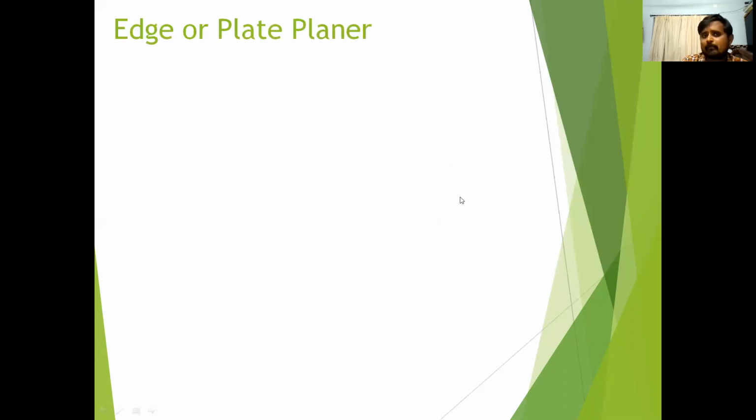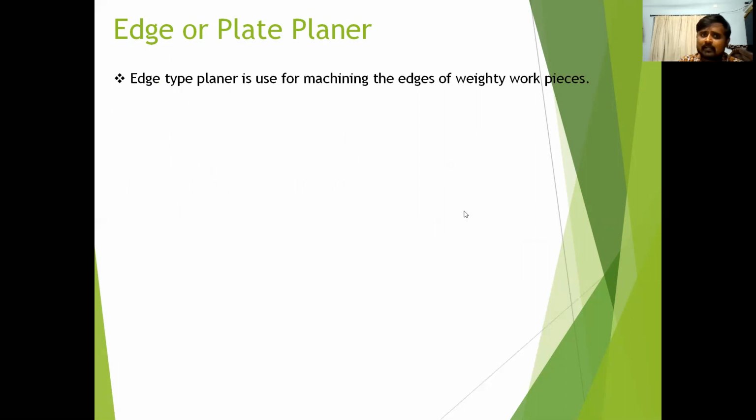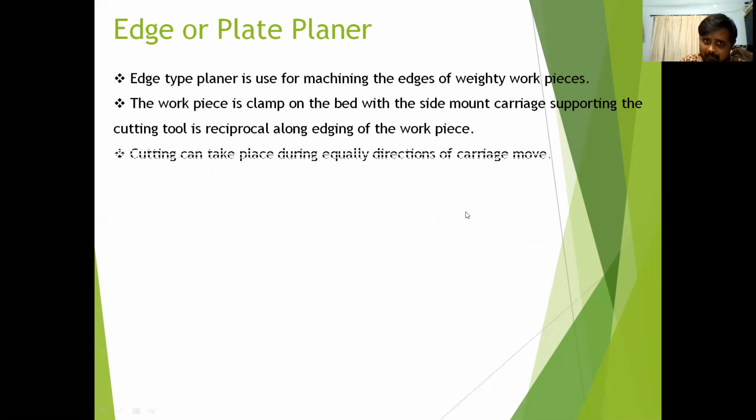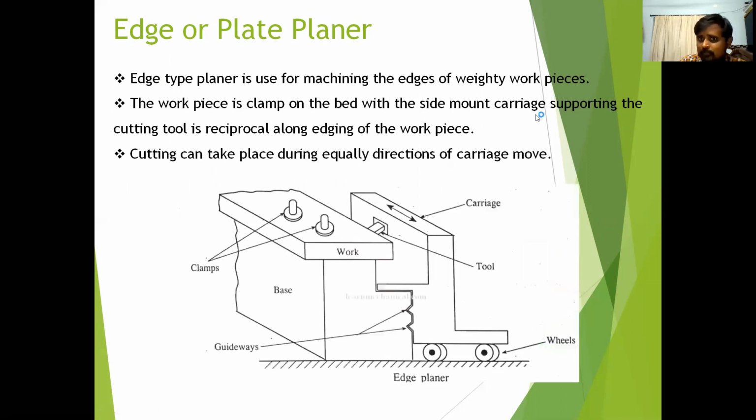Next, edge or plate type planer. The edge type planer is used for machining the edges of heavyweight workpieces. The workpiece is clamped on the bed, with a side mounted carriage supporting the cutting tool, which reciprocates along the edge of the workpiece. Simple logic here: the name itself indicates edge planer. If you want to remove material from the edge of the workpiece, we are going to use the edge type planer.